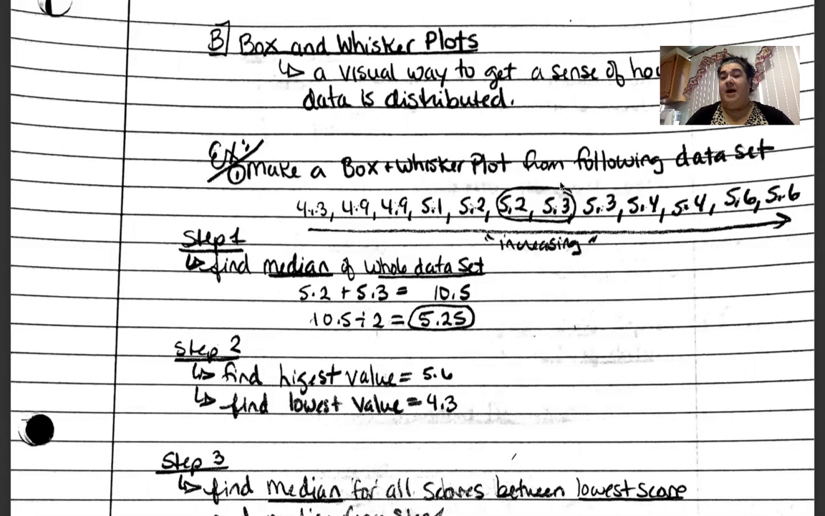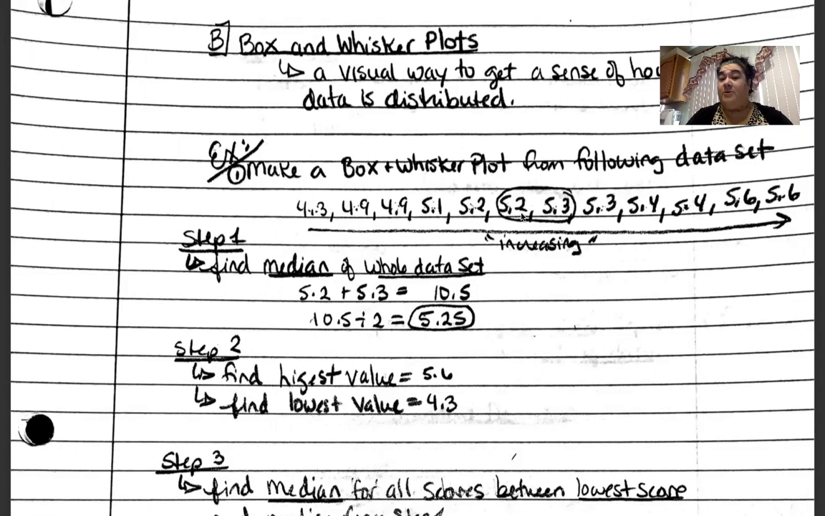So if we were given the task of making a box and whisker plot from the following set of data, here's our set of data. The first thing we have to do is identify the median for the entire set of data. This set of data happens to be an even numbered set. So when I'm identifying my median, I find that I have two values in the middle that have the same number of values below them, which is five values below, and the same number of values above. Okay, so I've got 1, 2, 3, 4, 5 below, and 1, 2, 3, 4, 5 above. So I've got five values above, five values below. My median lives somewhere here between these two.